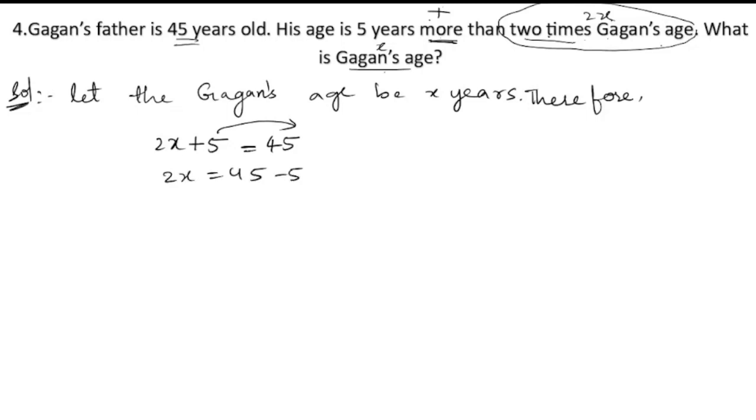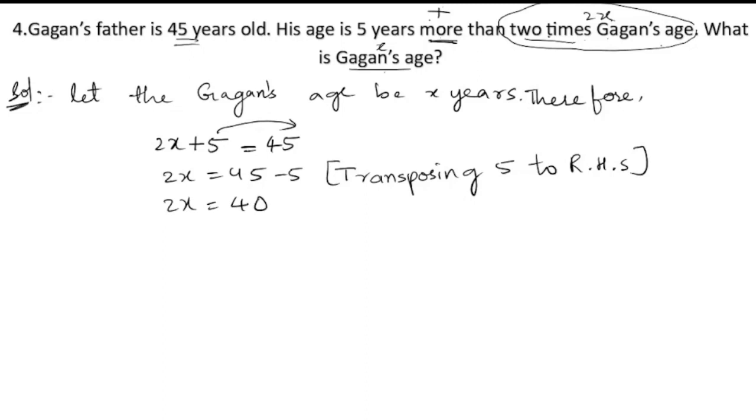minus 5. So by transposing 5, we got this. Transposing 5 to RHS. So 2x is equal to 40.